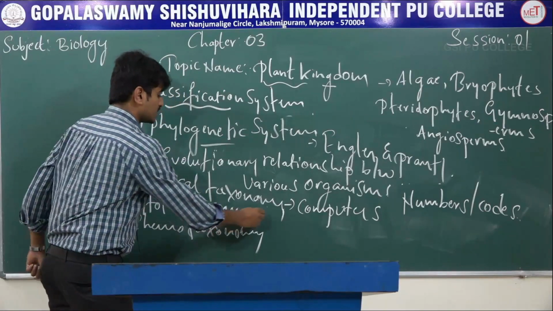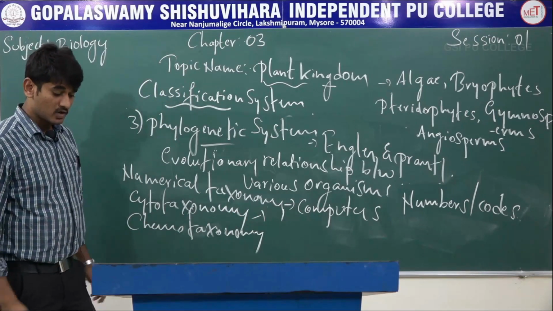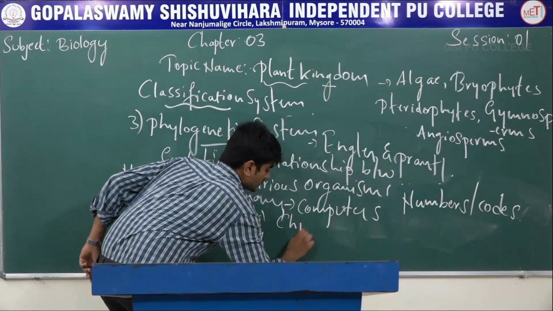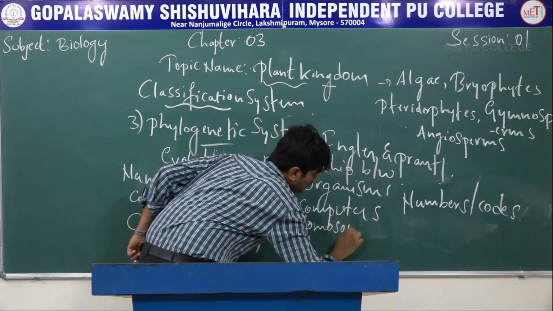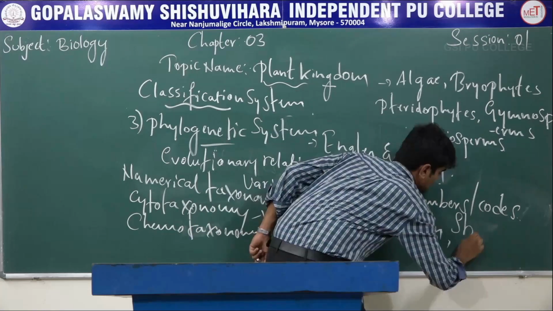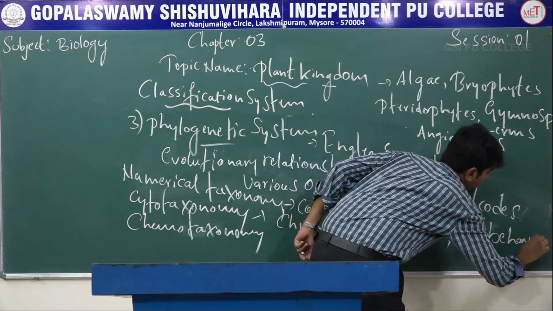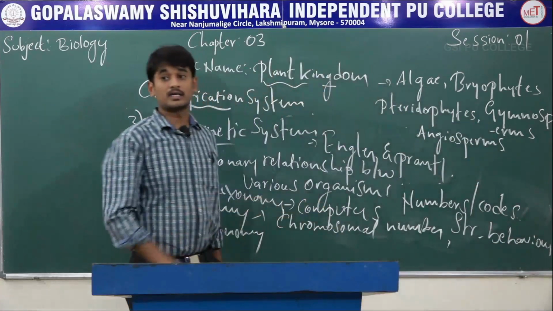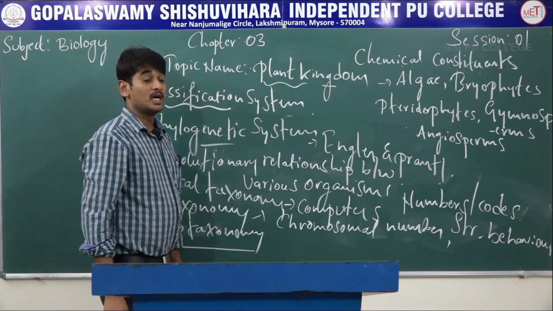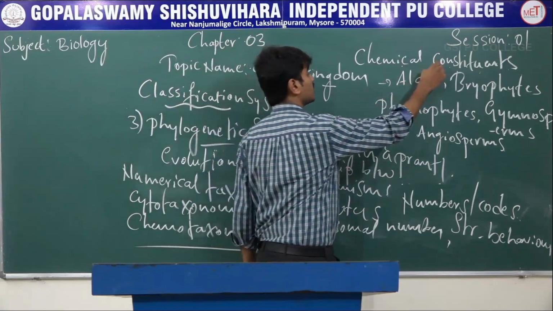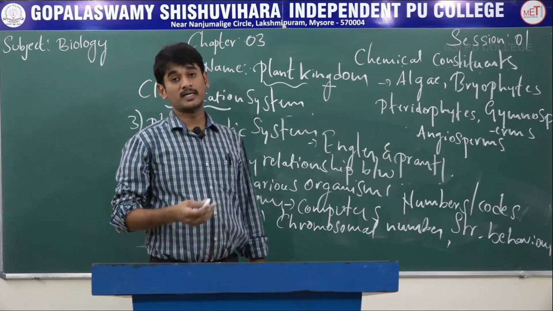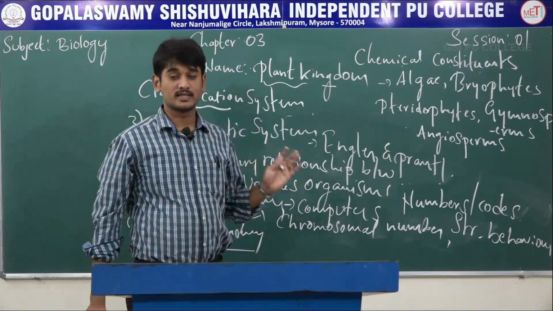And cytotaxonomy. Cyto means here cytological characters are used, like chromosomal number, structure and behavior. So these all come under cytotaxonomy. Chemotaxonomy means using the chemical constituents in plants to resolve confusion. And nowadays taxonomists also use chemotaxonomy.